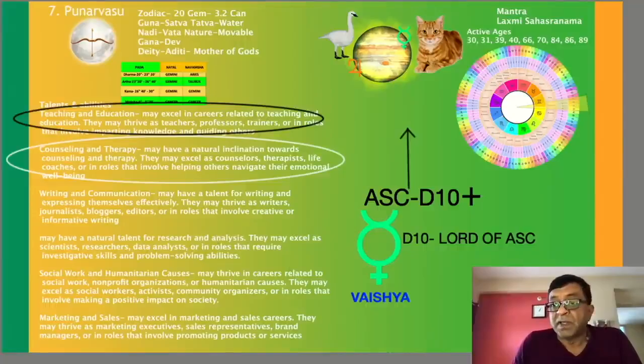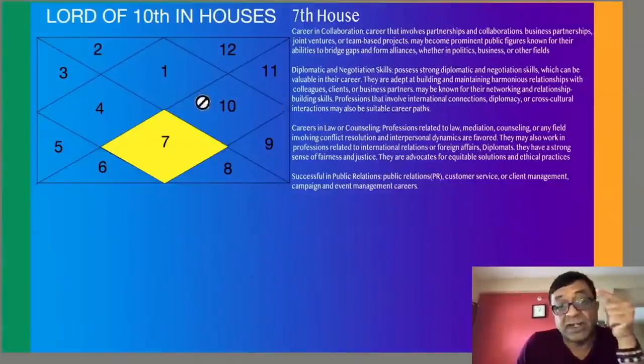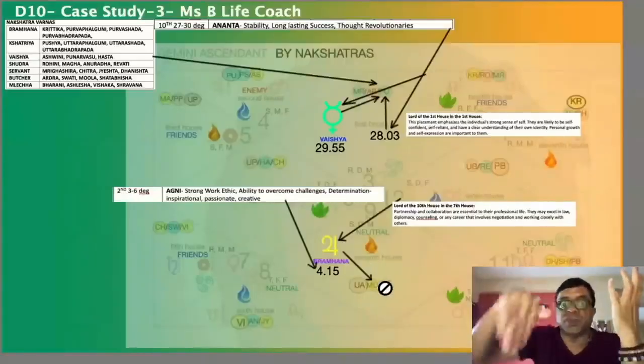Now, let us kill this and let us see the Lord of the 10th. Lord of the 10th, in her case being Jupiter, is sitting in the 7th house. Okay, and where is it sitting? It is sitting in Moola Nakshatra. Moola by default wants to dig deep.